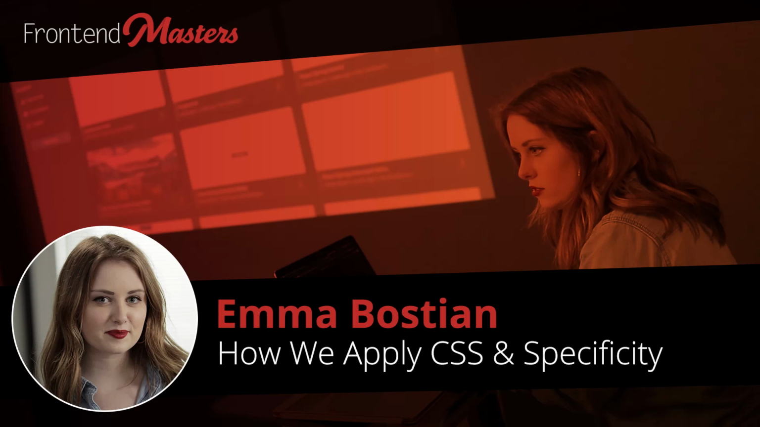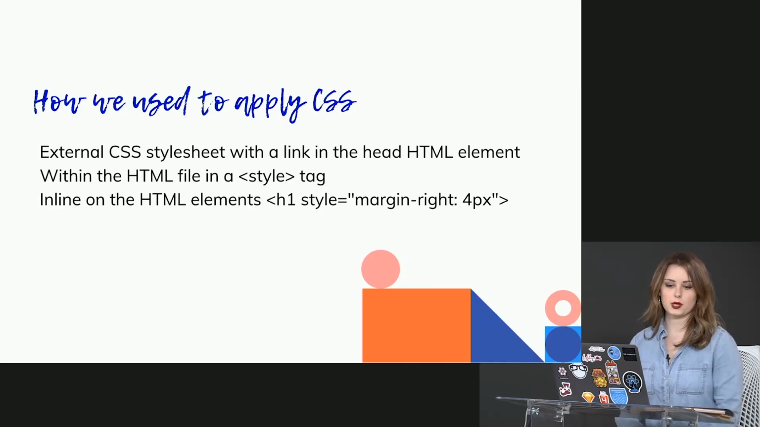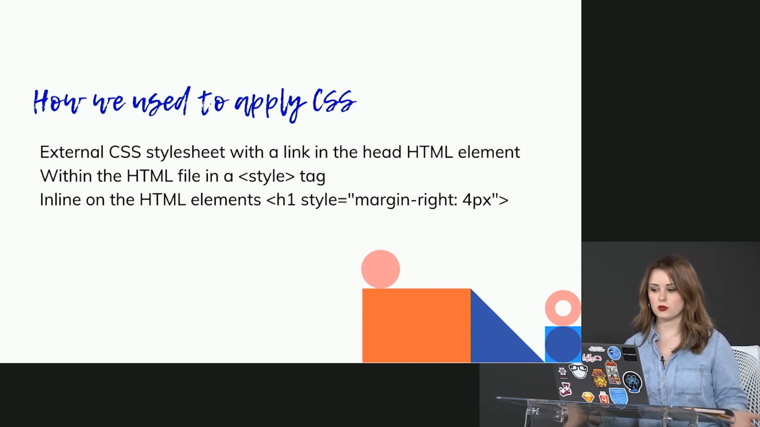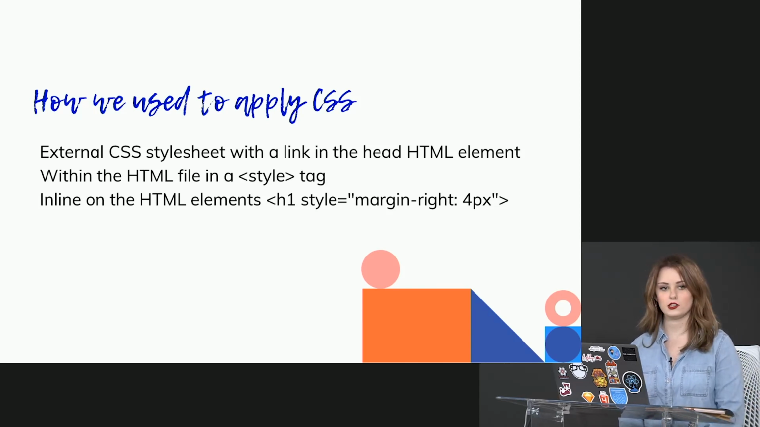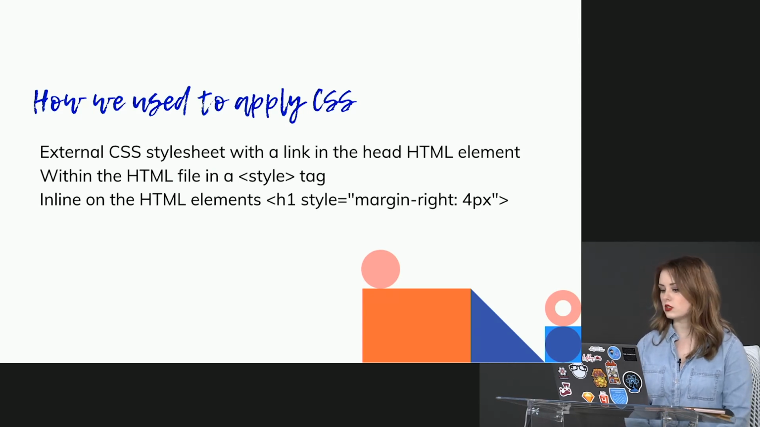There are three main ways that we would apply CSS. The primary one that you're probably used to is creating an external CSS style sheet with a link that you would link in the head of your HTML element. The second way that you can apply CSS typically is creating style tags in the head of your document and just actually writing the CSS in your HTML file.